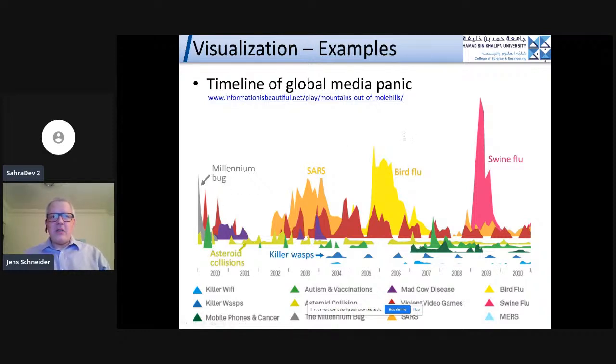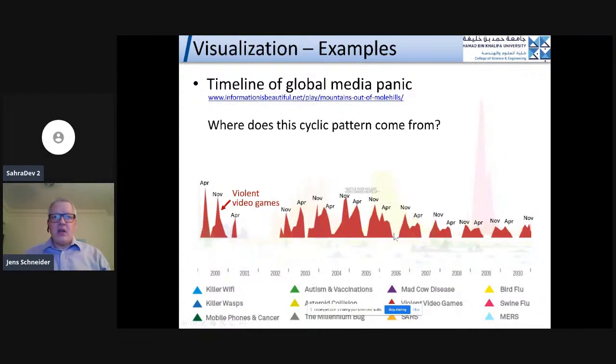Asteroid collisions, always a concern. Killer wasps, you see here that they align with the summer. So there seems to be some period, summer to fall. The violent video games here, we start to see patterns, and this is another reason why we use visualization, because we are very good at recognizing patterns.